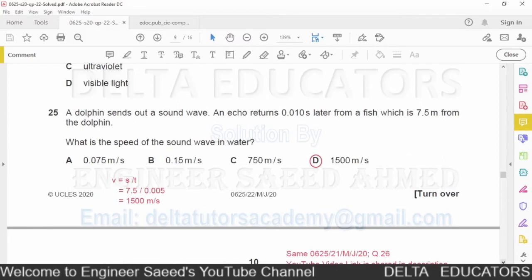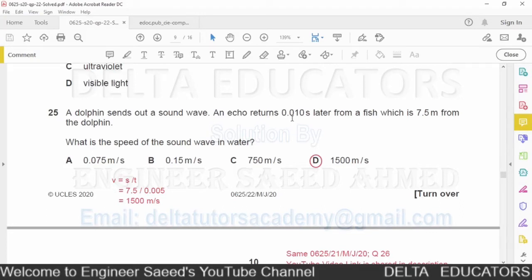Question number 25. A dolphin sends out a sound wave and an echo returns 0.010 second later from a fish which is 7.5 meters from the dolphin. What is the speed of the sound wave in water? To find the speed, or velocity, of a sound wave, we have to use the formula v = s / t, where v is speed, s is distance and t is time. Here the distance covered by the sound wave is given as 7.5 meters. What about the time? Here the time given is for an echo.